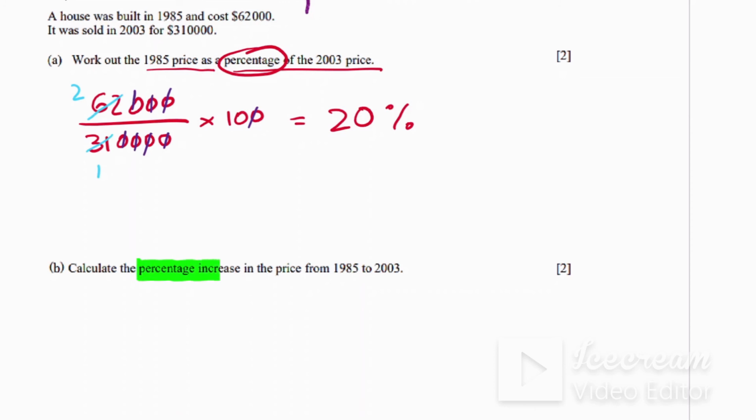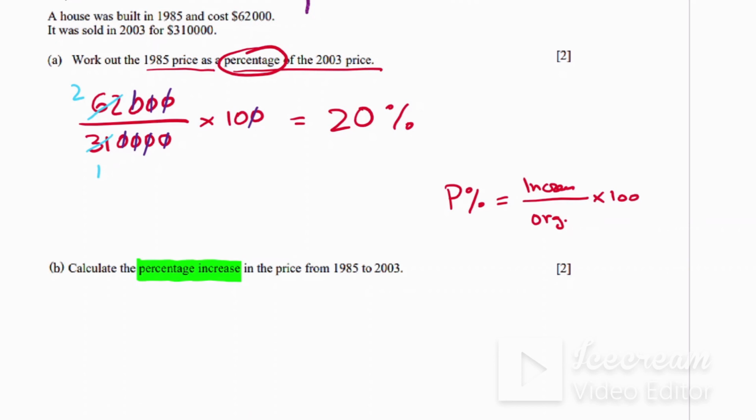Now next one: calculate the percentage increase. You must remember the formula of percentage increase. What is the formula? Percentage increase is equal to increase upon original price multiplied by 100.